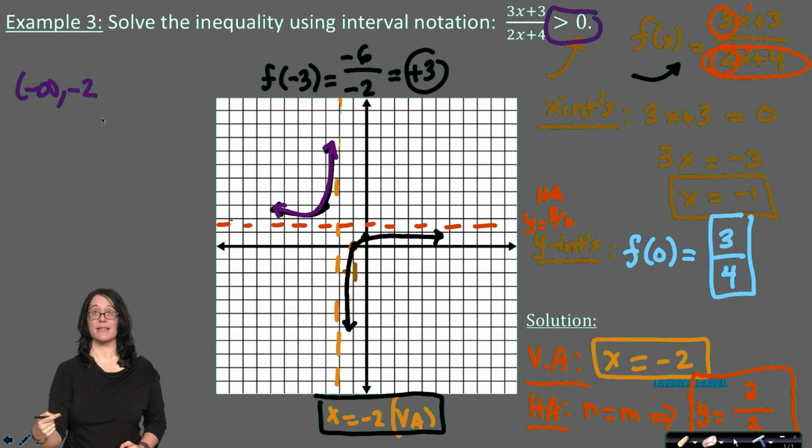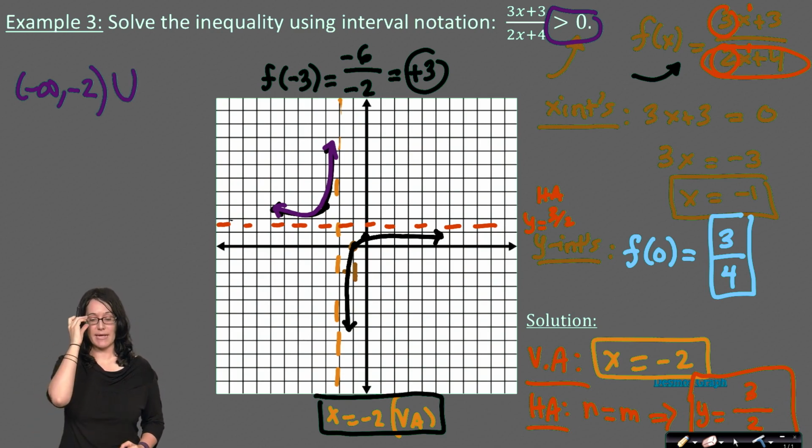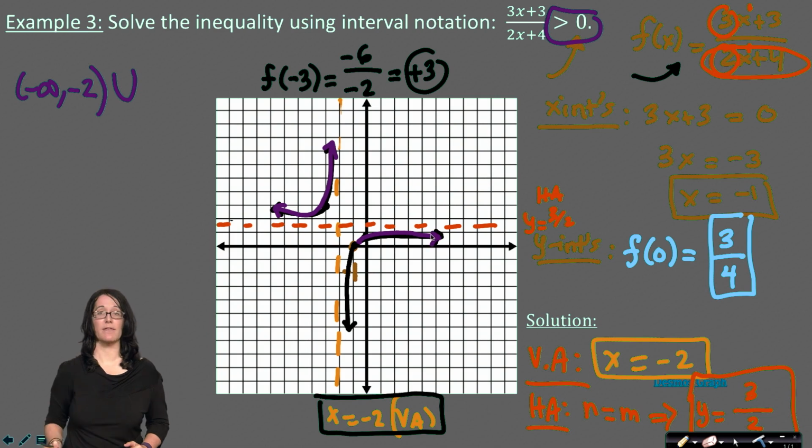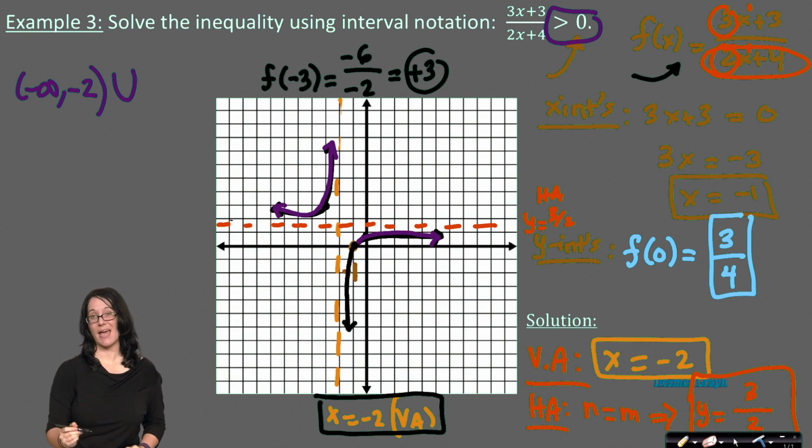Can I ever exist at that asymptote? No, so I would use a parentheses. I need a union if there's another piece where this happens. Does the graph ever go above the x-axis again? Not down here, but it does after the x-intercept negative 1, doesn't it? And to the right forever, it'll get closer and closer to that horizontal asymptote, which is always staying above the x-axis. So I could say any x value to the right of negative 1 toward infinity would work.